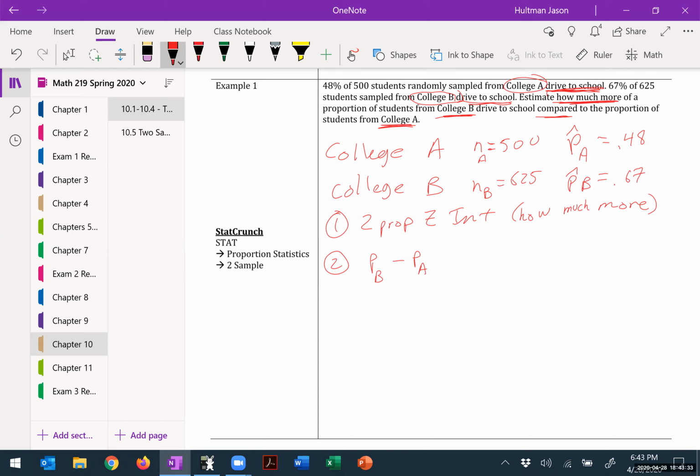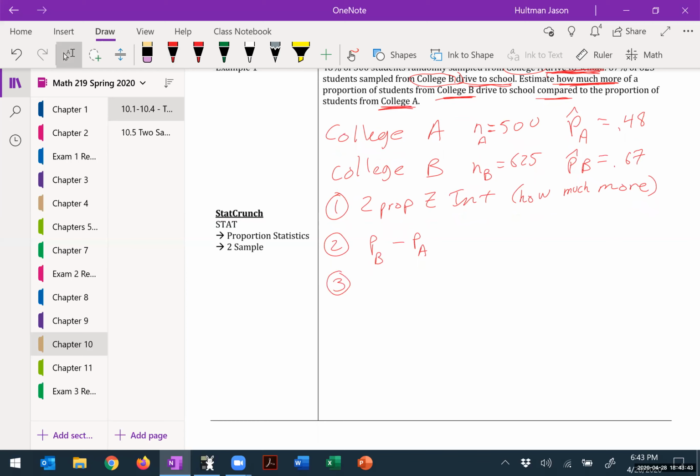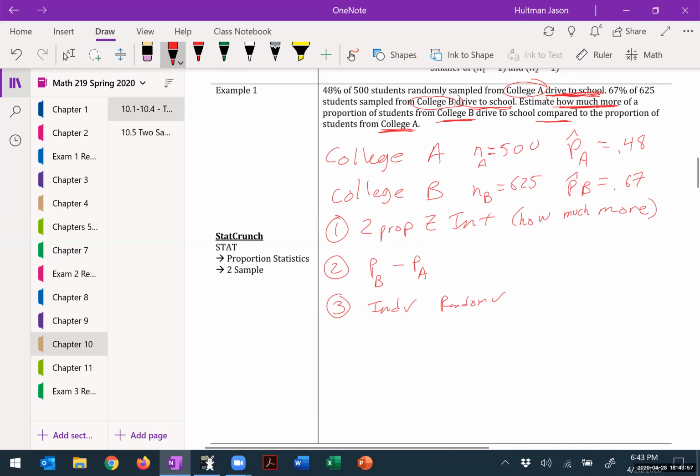Okay. And is it a significant difference? Okay, so I want to see, can I even do this? Can I run the numbers? Are the criteria met? Okay, are the samples independent? Sure. Are they random? Sure. And then are both of these greater than 10, okay, for the sample sizes?